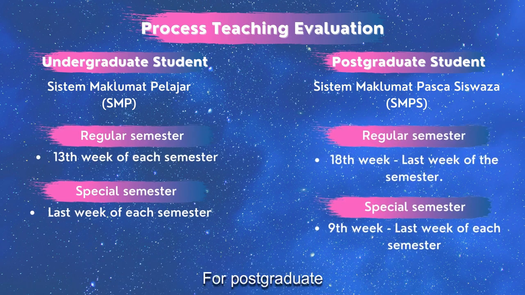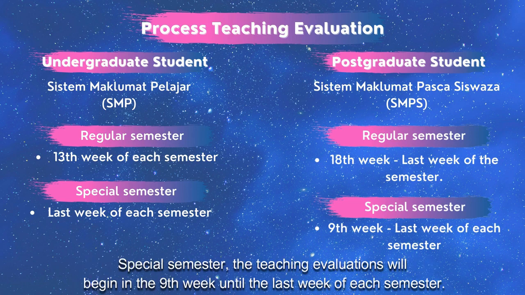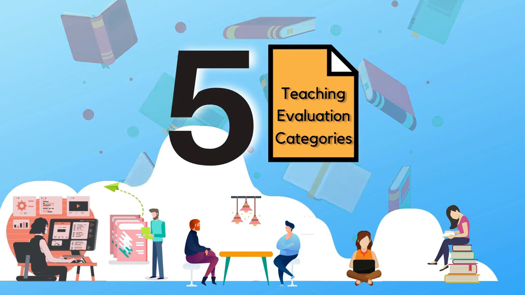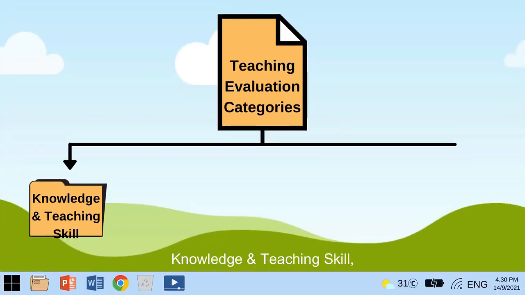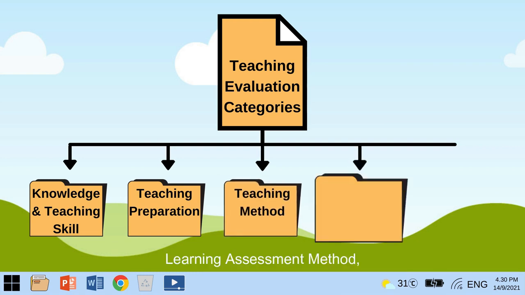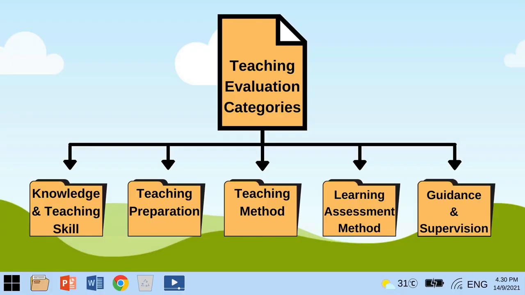For postgraduate, for regular semester, teaching evaluations will begin in the 18th week until the last week of the semester. Special semester, the teaching evaluations will begin in the 9th week until the last week of each semester. Each instructor will be evaluated based on 5 categories. The categories are knowledge and teaching skill, teaching preparations, teaching methods, learning assessment methods, and last is guidance and supervision.